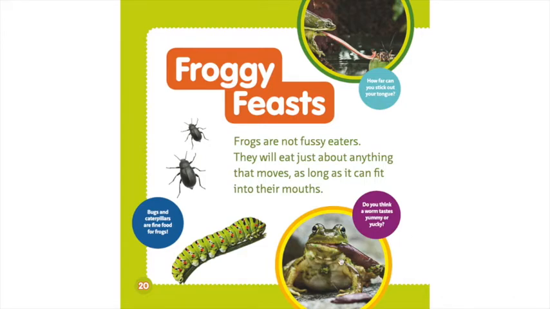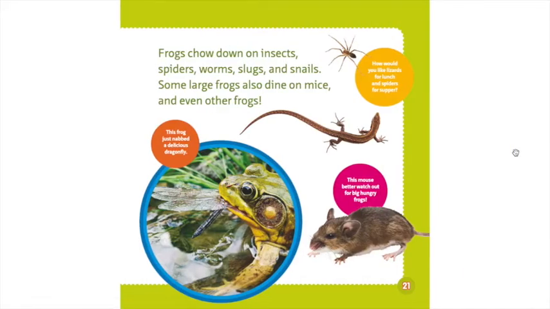Here's a frog eating a worm, and it says, "Do you think a worm tastes yummy or yucky?" And over here, it says, "Bugs and caterpillars are fine food for frogs." Frogs chow down on insects, spiders, worms, slugs, and snails. Some frogs also dine on mice and even other frogs.